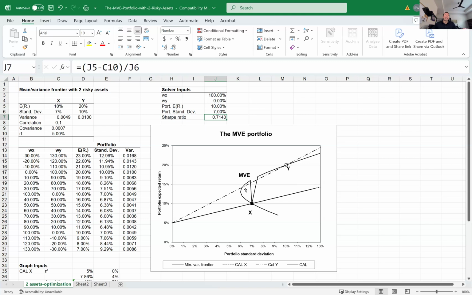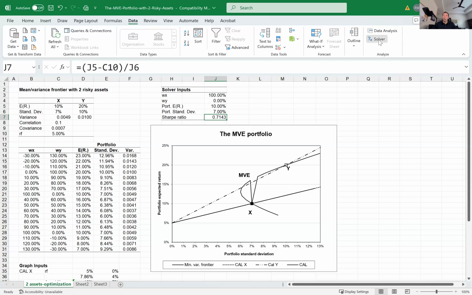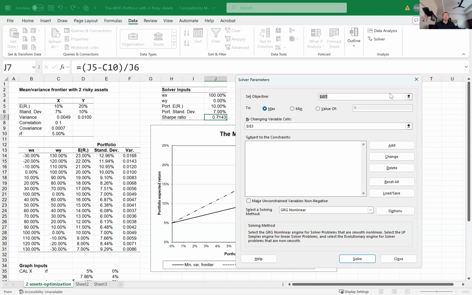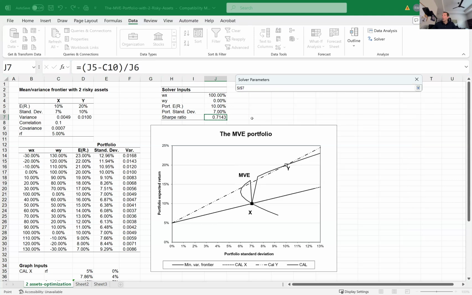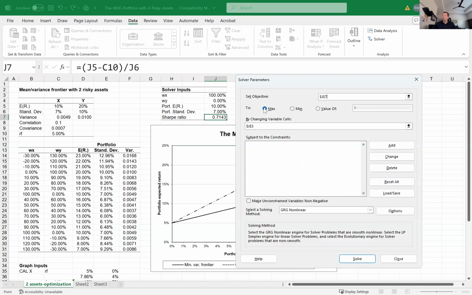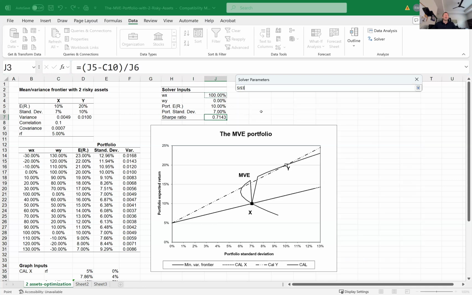ratio. That's going to say, hey, where is the point on this hyperbola where this line, this capital allocation line coming from the risk-free asset, goes up and is just tangent to the hyperbola. So we're going to go into Data. We go into Solver here, and we bring up Solver, and we're going to say what we want to do. My objective cell is going to be the Sharpe ratio. That's what I want to do. What do I want to do with the Sharpe ratio? I want to maximize it. So I can go to maximize, and I'm going to do that by changing the weight on X.